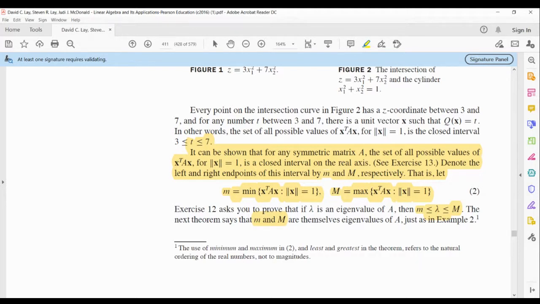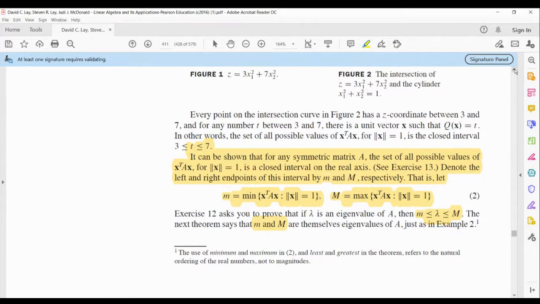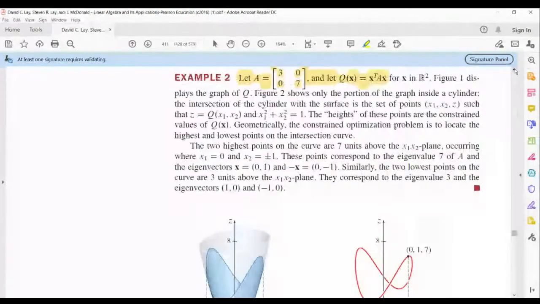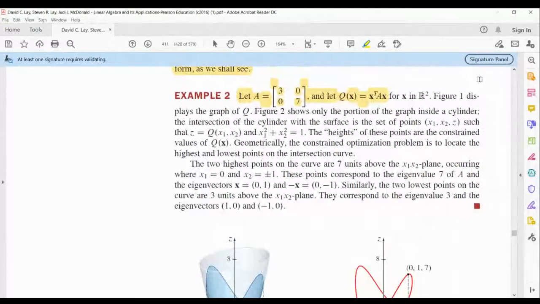Okay, and they say just as an example 2. So I sort of intuitively felt this with example 1, but let's go ahead and look at example 2. Take a moment to read it, and then I'll go through it with you.